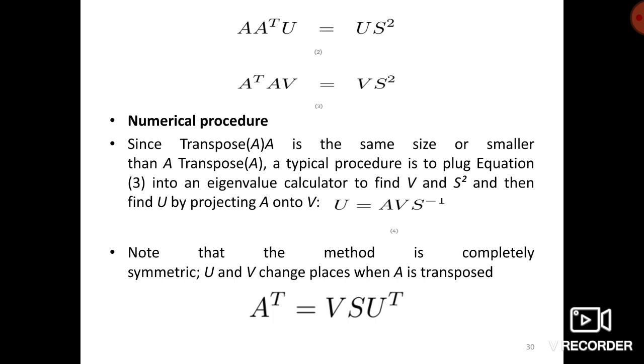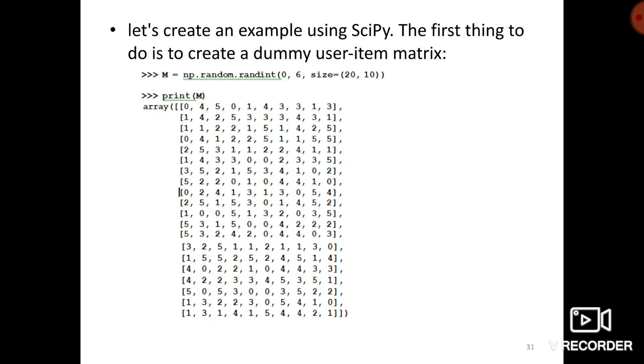Now since we are taking the transpose of that particular matrix, we will finally get the formula A raised to T is equal to V S U raised to T. This is the matrix in transposed form, which comes from U and V.